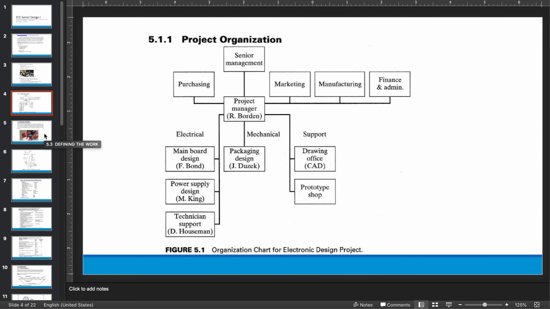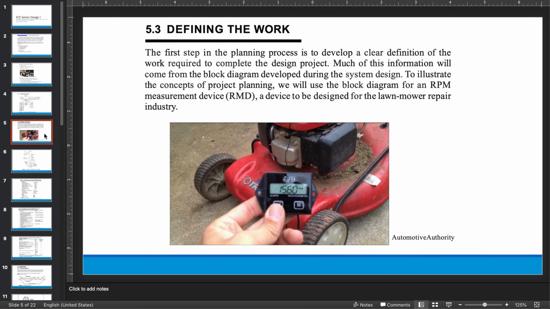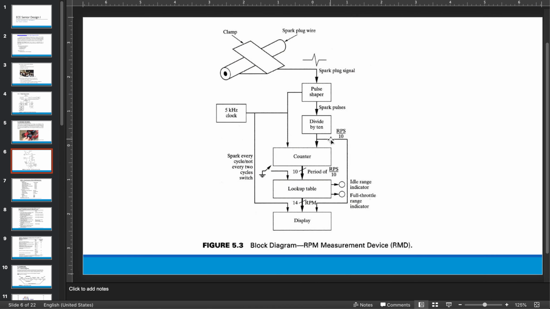Now, let's take a project, and this project I'm going to show you is a lawnmower. This is really amazingly simple, but we're going to have a project that determines the rotations per minute of a lawnmower. An RPM measurement device: the R stands for RPM and the MD stands for measurement device. This example I'm not going to spend too much time on, because it's designed using old technology. Let's say that you have a spark plug. We're going to shape the pulse, divide by 10, count it, and then display it. We can do this a lot easier now, but this is the gist of the project.